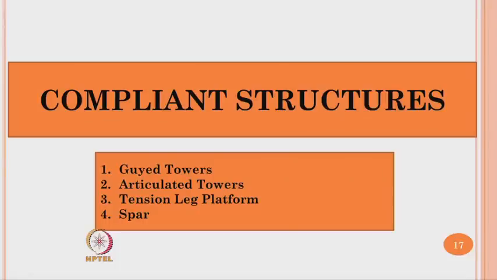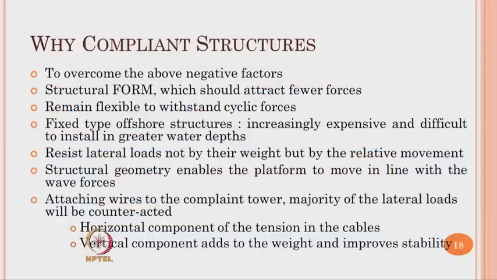The second type of offshore platforms is what we call compliant structures. The variety of compliant structures can be the following: guy towers, articulated towers, tension leg platforms and spar platforms. Now, the question comes, why do we go for compliant type offshore structures when we already have fixed type offshore structures which are form and function tested? There are many negative factors, many demerits of fixed type structures which we saw in the previous two slides. Compliant structures are essentially conceived to overcome these negative factors.